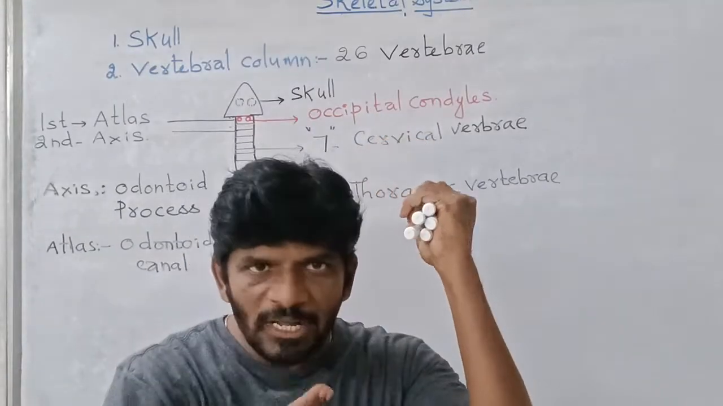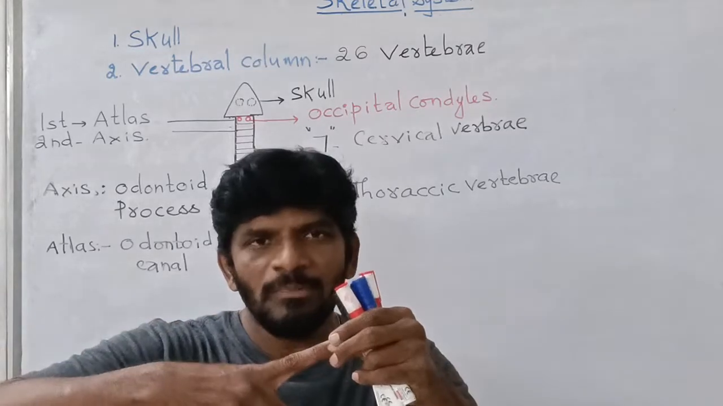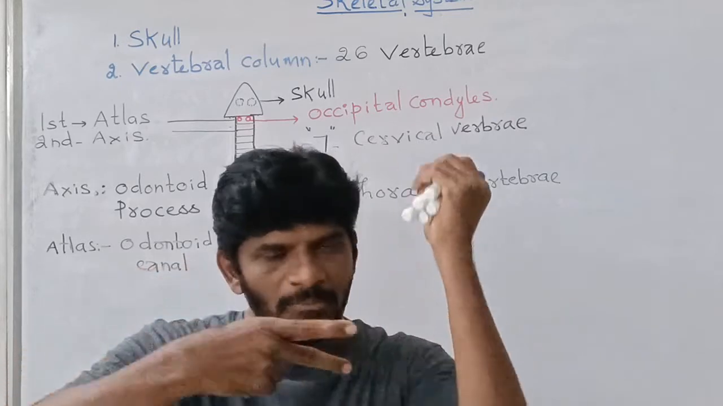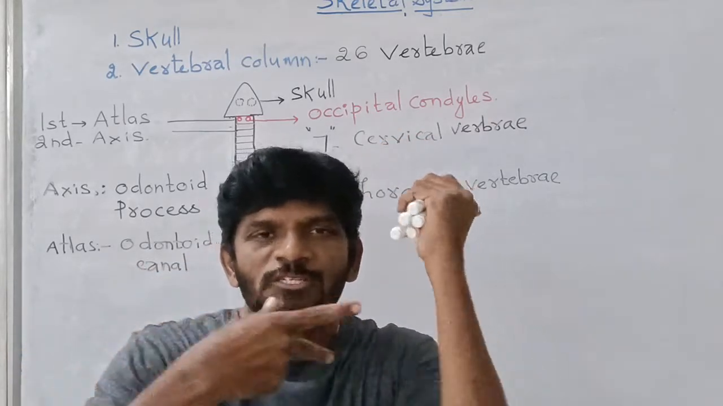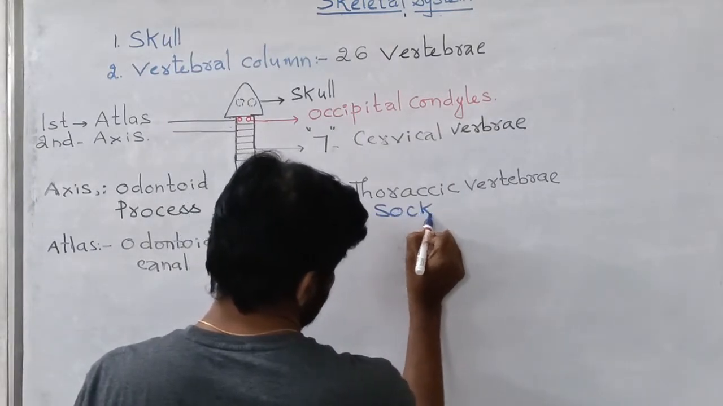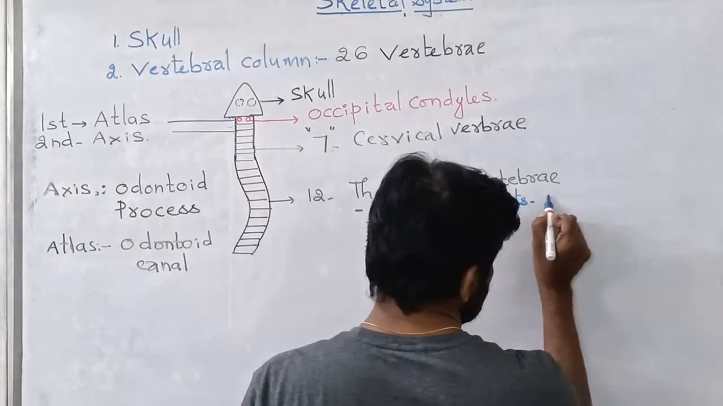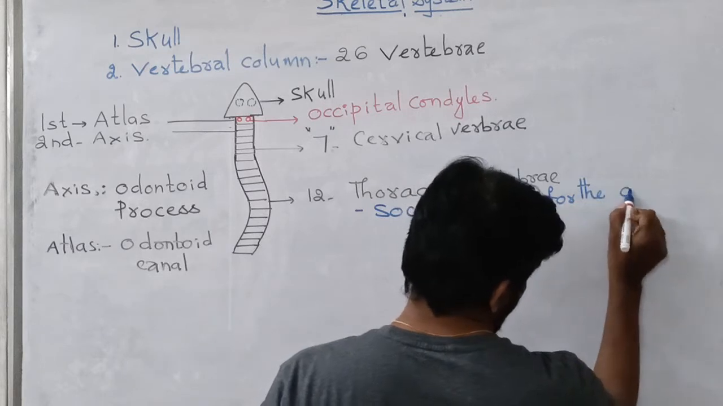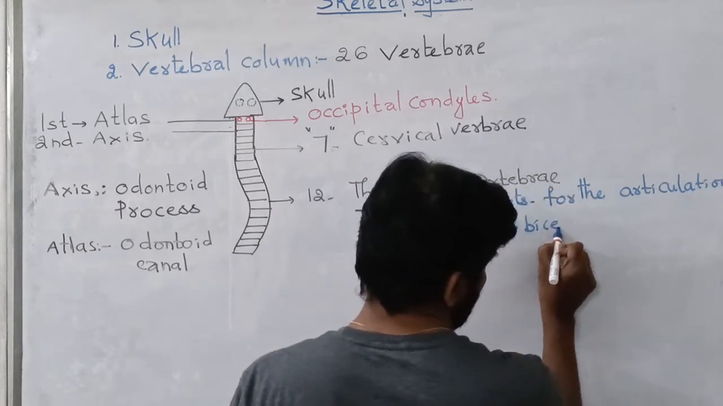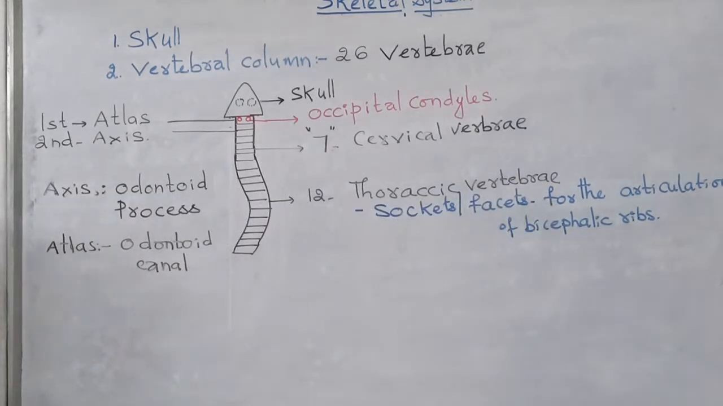This is the attachment. For that attachment, the thoracic vertebra has two facets. One facet is for the upper process of the rib, the capitulum, and the lower process is the tuberculum of the rib. Therefore, for the articulation of the capitulum and the tuberculum, there are two facets, just like sockets. Sockets are present only in the thoracic vertebra, I mean the facets, for the articulation of bicephalic ribs on the dorsal side. So these are the 12 thoracic vertebrae.